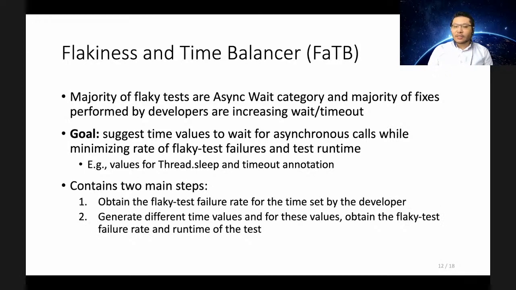The way our approach works is done in 2 main steps. The first one is to obtain the flaky test failure rate for the time value set by the developer to sort of establish a baseline for what the flaky test failure rate currently is and what the test's runtime currently is. We then generate new time values based on the previous time values, flaky test failure rate, and the runtime of the test.